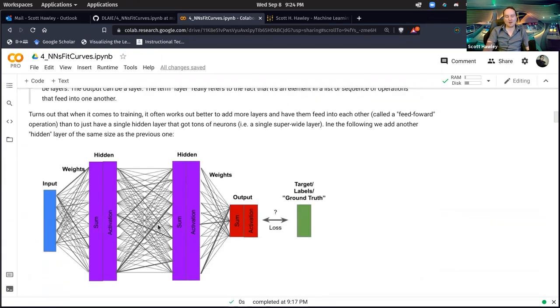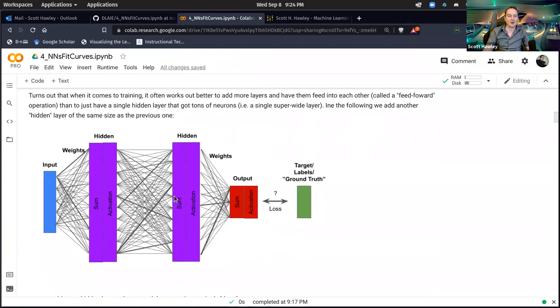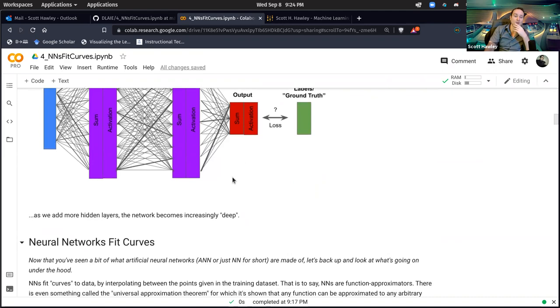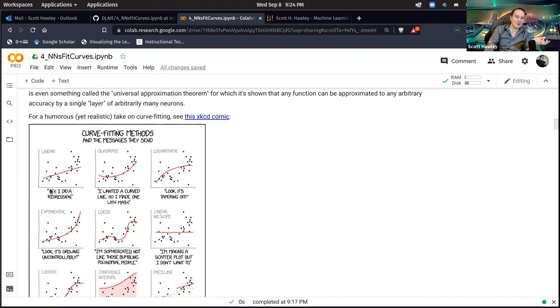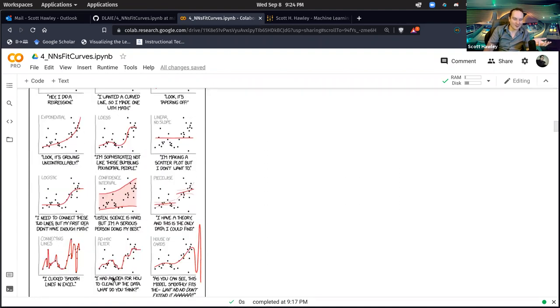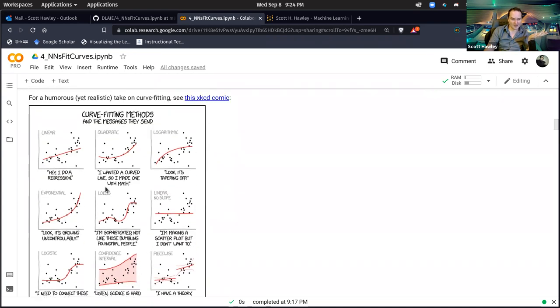And in practice, people find that instead of making one hidden layer with tons of neurons, if we stack neurons feeding into neurons and layers feeding into layers, it tends to train better. That's where this deep learning thing is really coming from. All right. So we're going to be fitting some kind of curve. I included this great comic from XKCD where he's got these data points. It's the same data points every single time, but he's fitting different kinds of curves to it. So it's curve fitting methods and the messages they send, right? So straight line, I did a regression. When we say regression, that usually means we're fitting a line, but most of these others would be nonlinear regression. So regression is curve fitting, right?